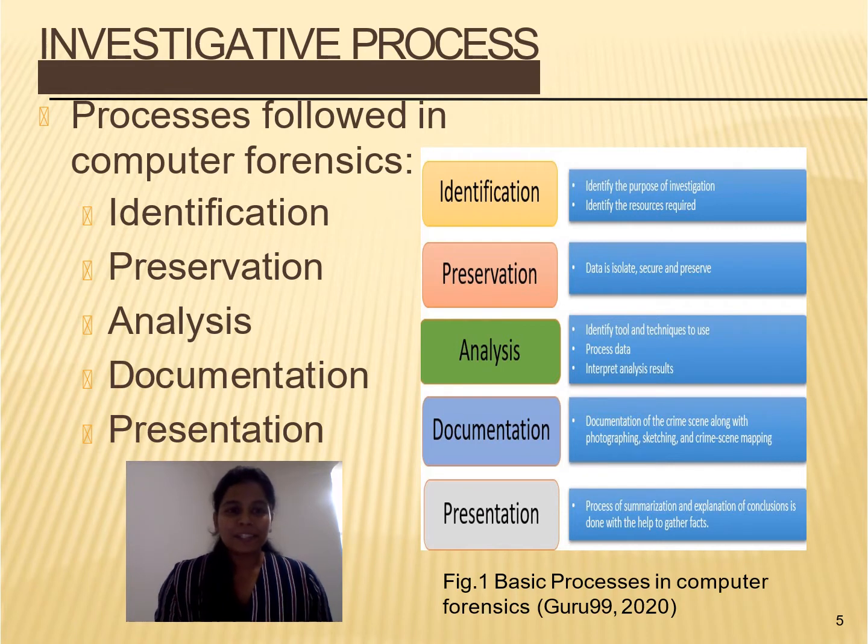Hello, this is Sirisha. Now I'm going to explain the investigation process. The investigation process in forensics is followed by 5 different steps. First is identification, preservation, analysis, documentation, and presentation. In the identification, firstly we identify the purpose of investigation and identify the resources required. In the preservation stage, data is isolated, secured, and preserved. Isolated is nothing but when and how the changes are made in the data.